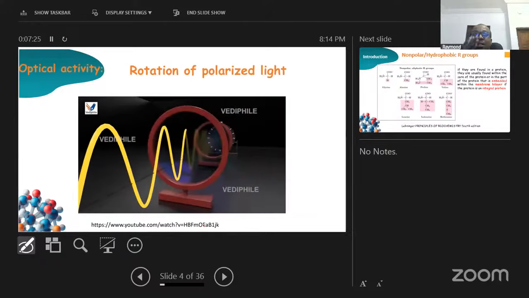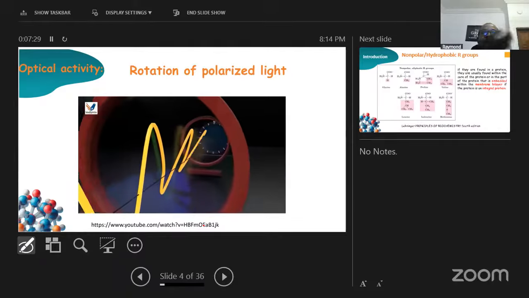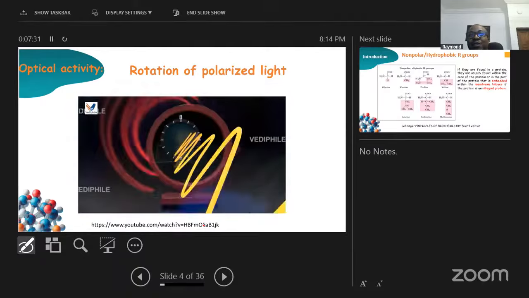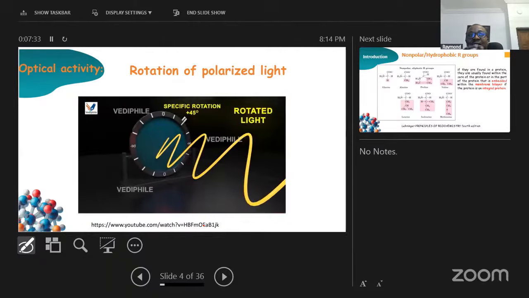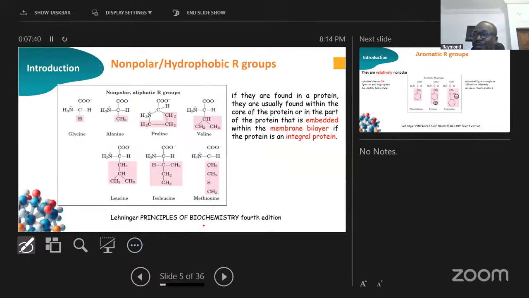The polarized light hits the tube that contains the molecule. You can see the polarization going to the right. You can see it's actually having an angle of plus 45 degrees. That tells you more about that molecule. You can see the polarization going towards the right. That tells you that whatever molecule is present in that chamber is rotating the light to the right. So that molecule will be called a D molecule.